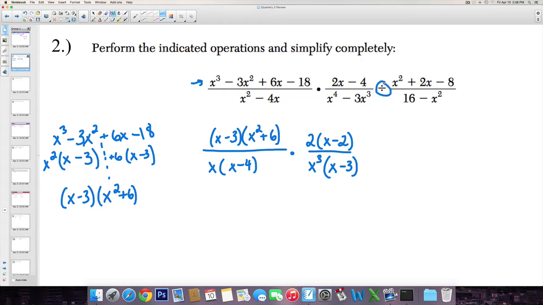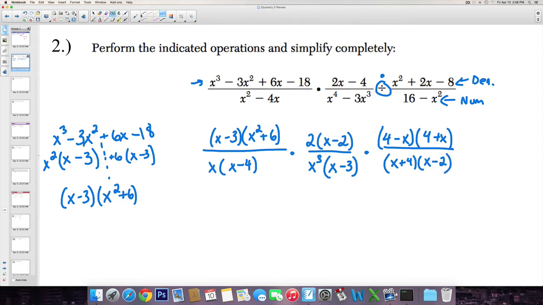So we have a division sign, so we could change that to be multiplied by the reciprocal. So this becomes the new numerator. So if we're factoring this out, we could do difference of two squares, so that's going to be 4 minus x, 4 plus x. Order matters. Order is important here. And then this will become our new denominator. And that's going to be x plus 4, x minus 2.